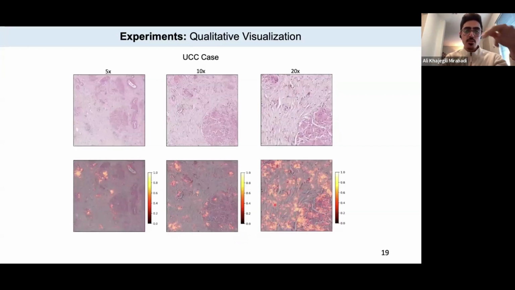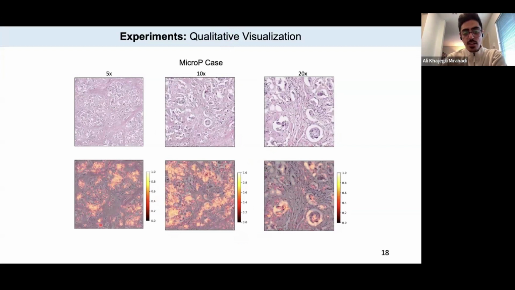And this is the same case for a urothelial case. As you can see, it's harder to say what the case is here in lower magnification, so we need to go to higher magnification. And as you can see from the heat map, there is less activation here compared to the previous case. In the micropapillary, there is a lot of energy and activation, more activation on 10x, less on 20x, more toward 5x and 10x.